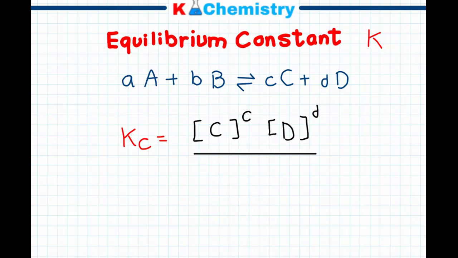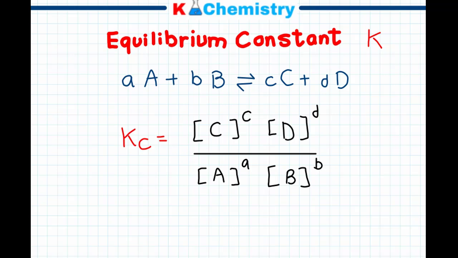And in the denominator, I will have the concentrations of the two reactants. The first reactant is A raised to the power of its coefficient, lowercase a, and B raised to the power of its coefficient, lowercase b. So each concentration is raised to the power of the coefficient in the balanced equation.